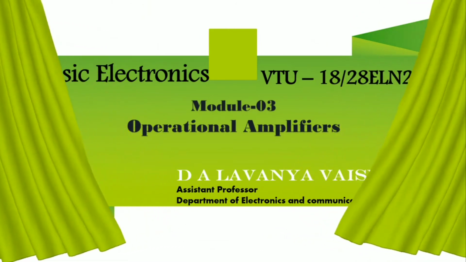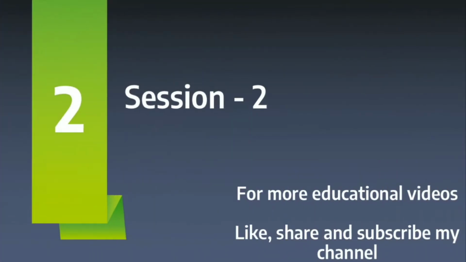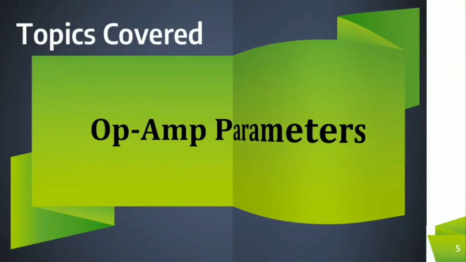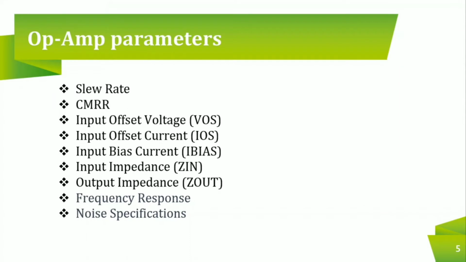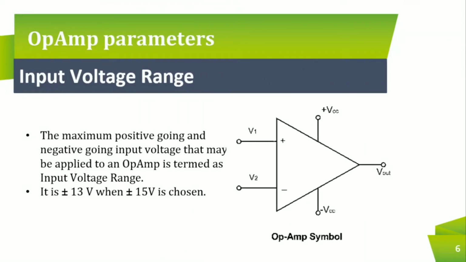Today I'm talking about operational amplifiers. This is the second session, so we will learn about op-amp parameters. Which are the op-amp parameters? A few of them are slew rate, CMRR, input offset voltage, input offset current, input bias current, input impedance, output impedance, frequency response and noise specification. In this session I am going to discuss a few of them.